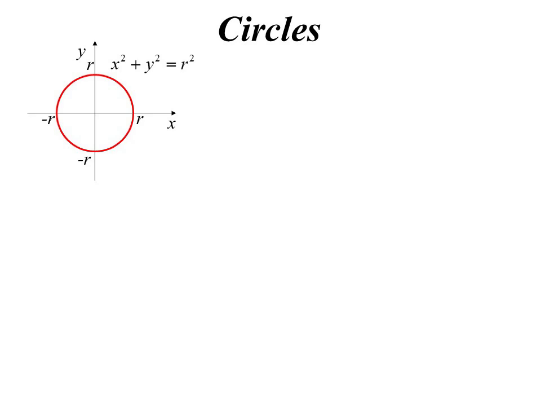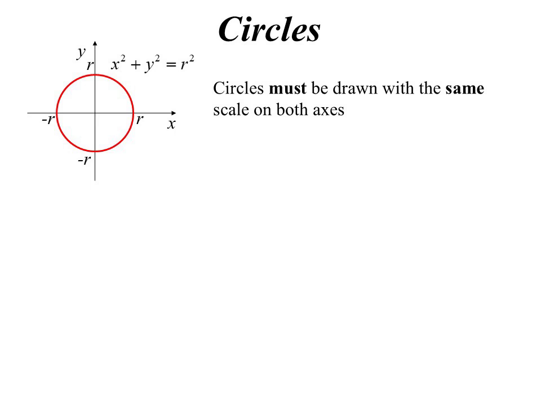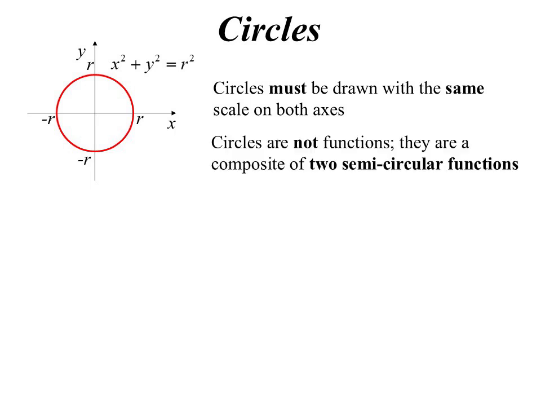But let's look at circles. Next sort of shape we like, and our basic one, x squared plus y squared equals the radius squared. This is where it's really important that our scale is not only consistent on each individual scale, but we use the same scale for x and y. Because if I didn't, my circle won't look like a circle. It'll look like an ellipse. So these ones we do need. Circles themselves are not functions. It fails the vertical line test. It's a composite of two semicircular functions.